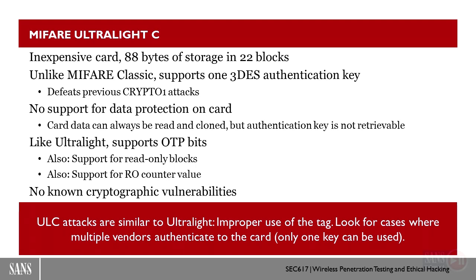Another variety, the MyFair Ultralight C, is super inexpensive, with 88 bytes of storage in 22 blocks, but it has the ability for us to do some different encryption as opposed to Crypto 1, using triple DES instead. So no ability for us to brute force keys with Crypto 1. But no support for data protection. We can always read and clone the cards, but the key on the tags we can't retrieve, so potentially dealing with some UID stuff is problematic.